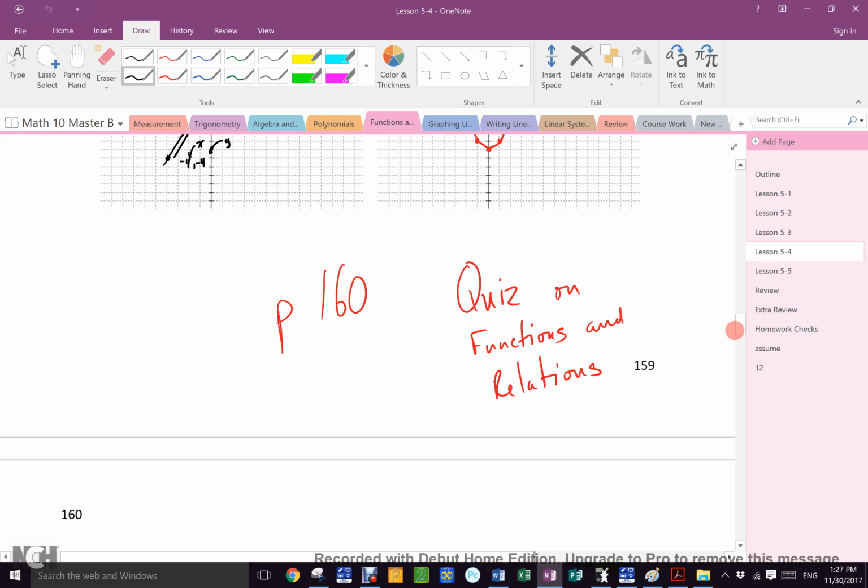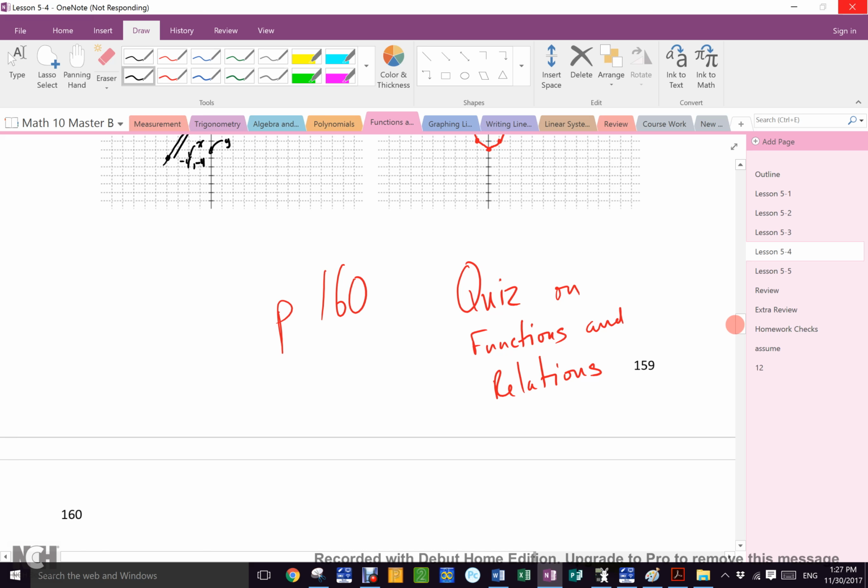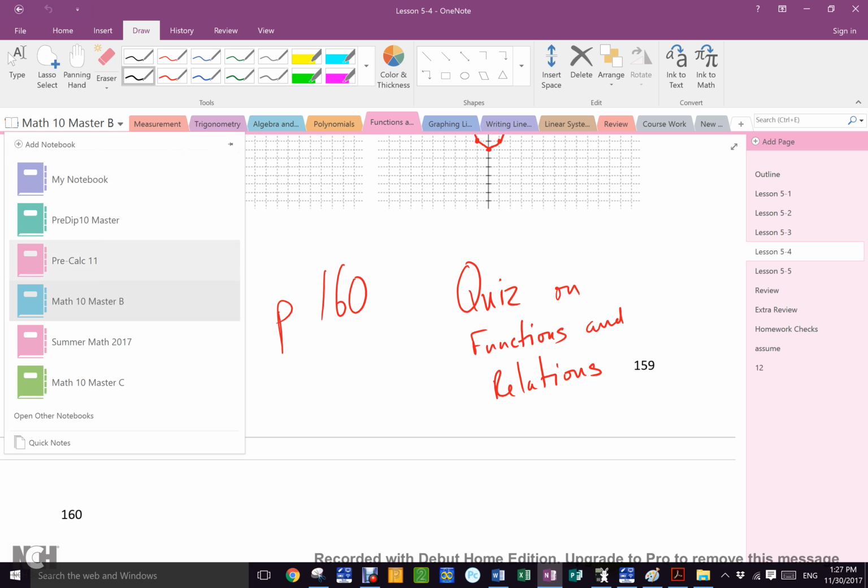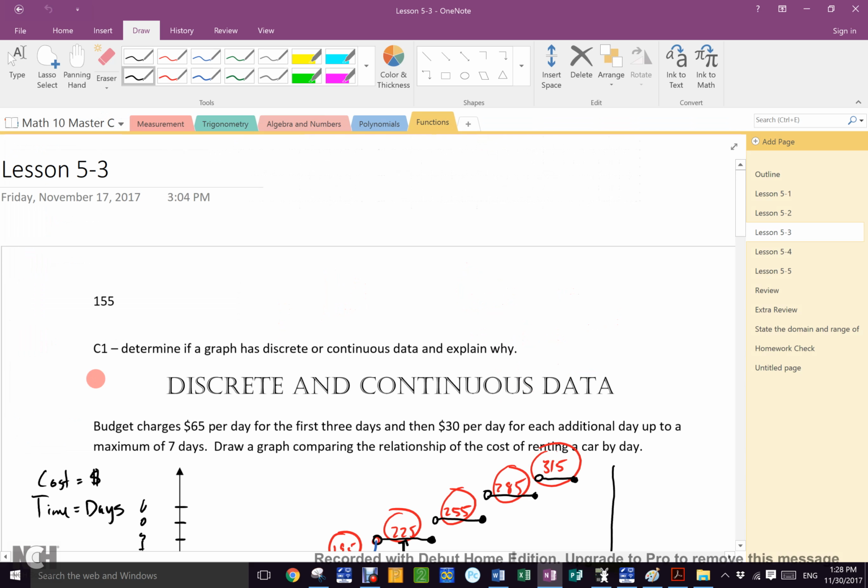If you guys would be so kind as to turn your page over to, I think it is 160. No, I lied. It's 157 that says linear relations? Yeah. Okay. You guys are block C.